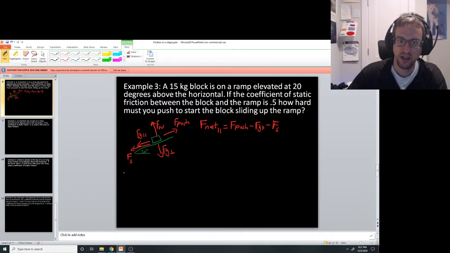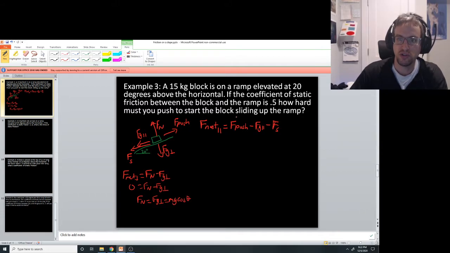I can do the perpendicular direction, but it's just going to tell me that 0 equals Fn minus FG perpendicular, Fn equals FG perpendicular. That's what it's going to be most of the time. And we know that FG perpendicular, right, is mg cosine theta.